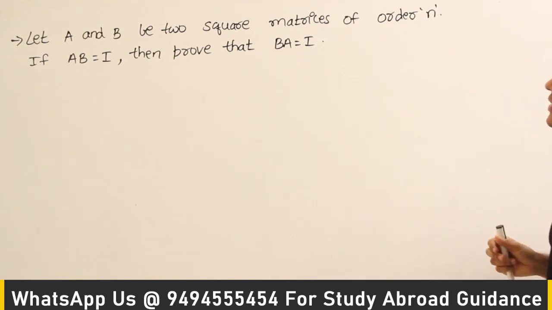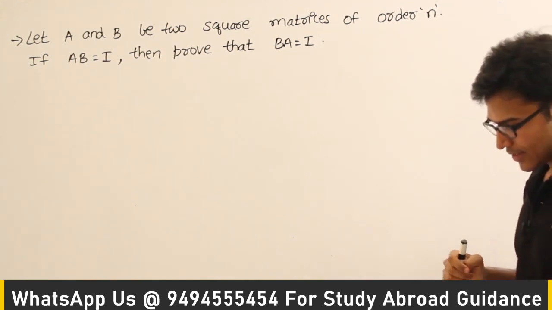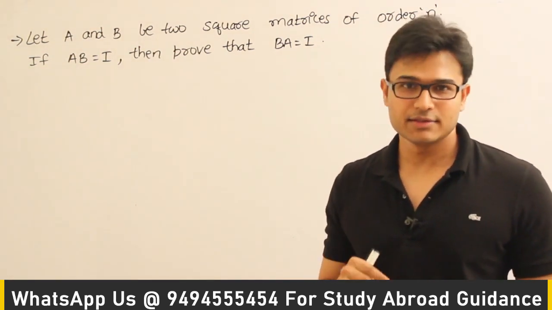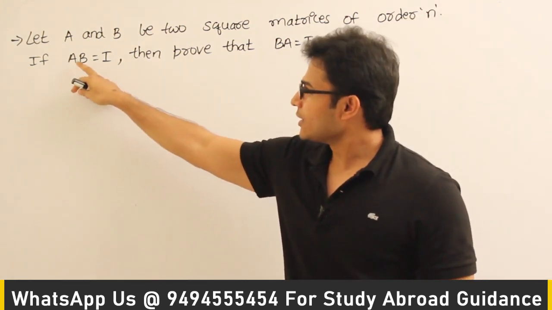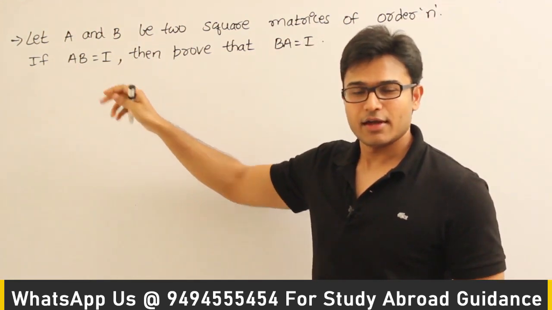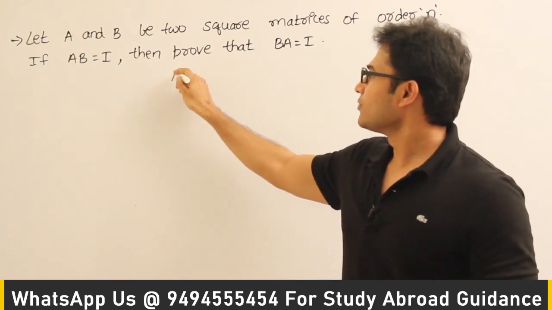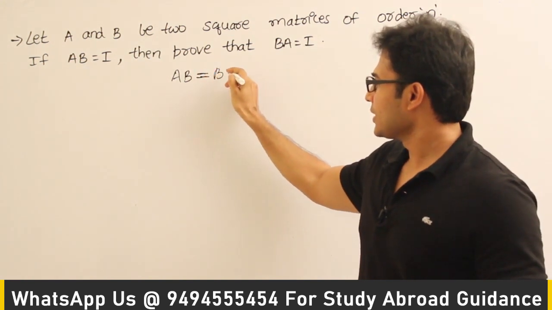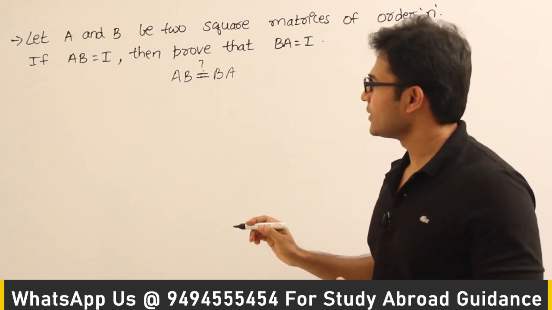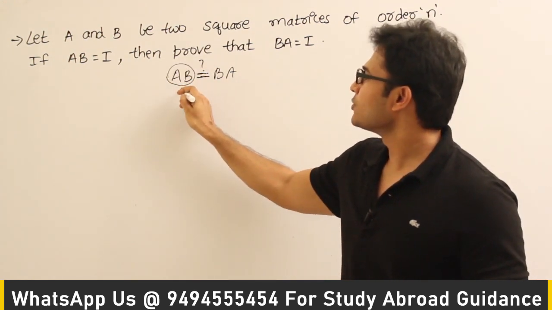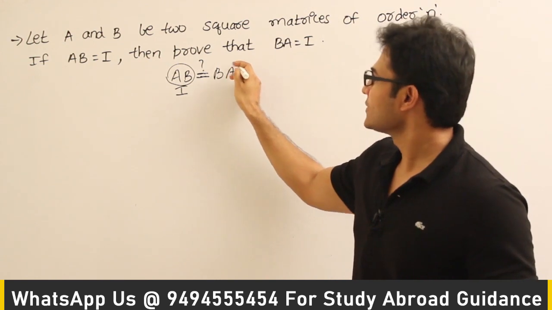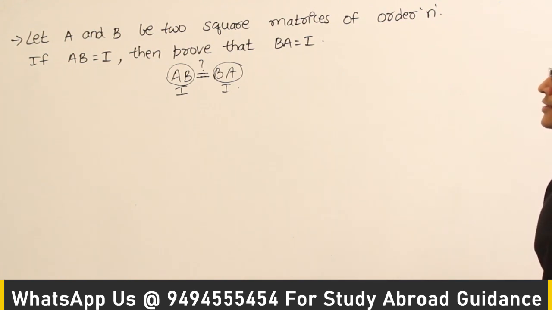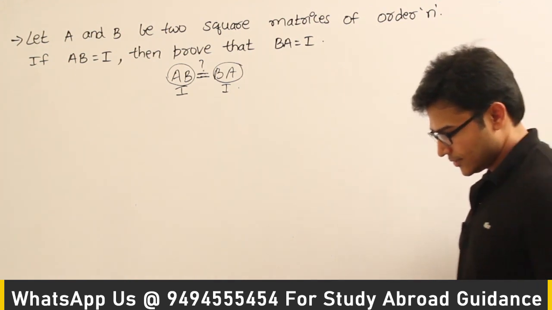Okay. See, we already know that A into B might not be equal to B into A in all cases, but this is a special case in which they are saying that A into B equal to I, right? They are not asking us to prove that A into B equal to B into A. Be clear about this. They are saying that in case A into B happens to be I, then in that particular case B into A is also going to be I. That is what they wanted to prove. Okay, so it is a special case. Fine. Now let's see how to prove it.